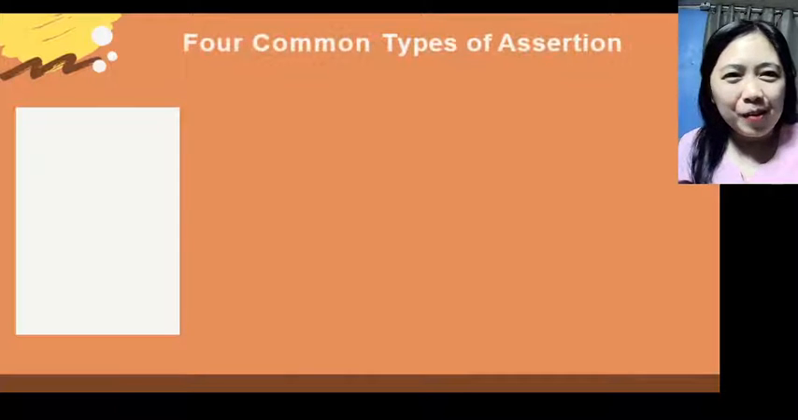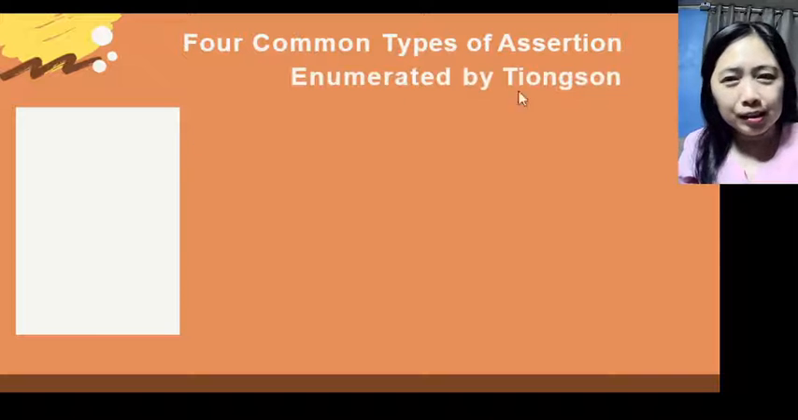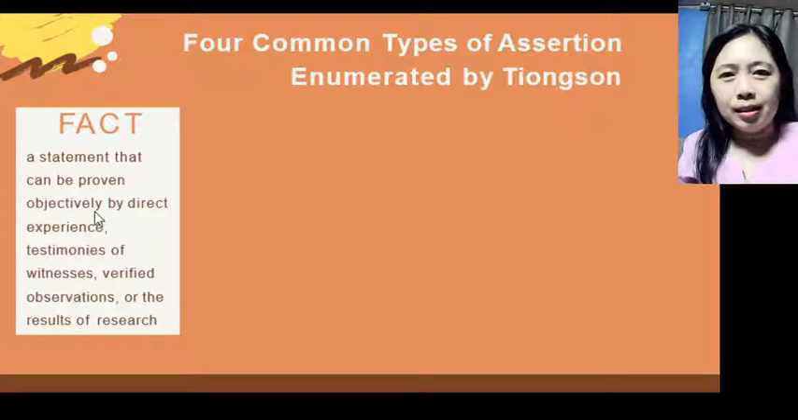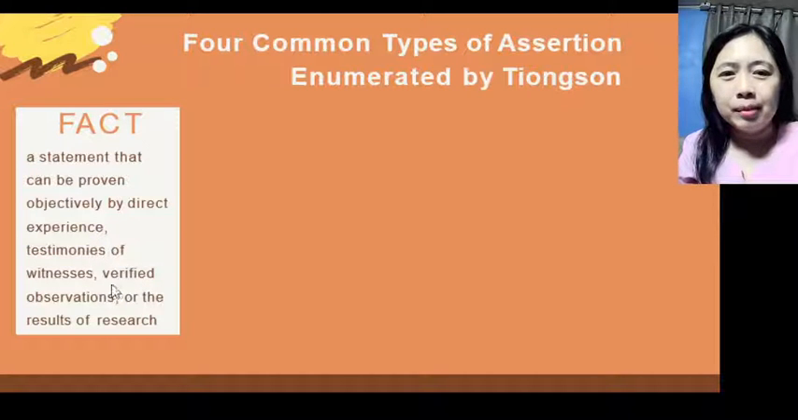Okay, so we have here four common types of assertion, enumerated by Chongson. The first type of assertion by Chongson is fact. Fact here is proven objectively by direct experience, testimonies, witnesses, verified observations, or the results of research. Tinuod, kinaaman ka ebidensya according to statistics, according to your witnesses or testimonies.